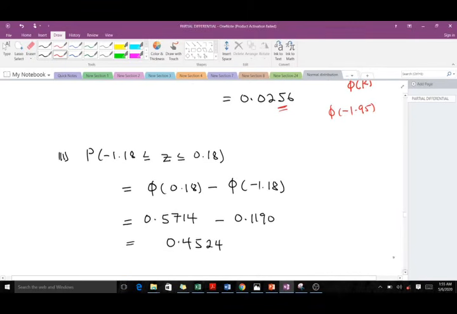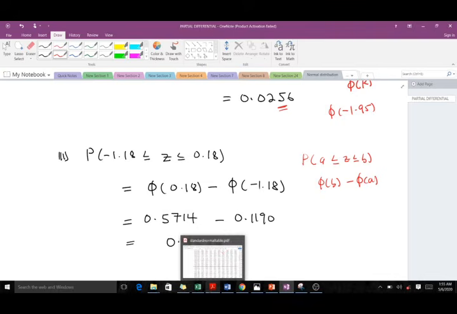Then this is also this reading. So this one, remember we said that the probability of A being less than or equal to Z, less than or equal to B, is just phi of B minus phi of A. Right, so as you can see here, and when you read this from the table, you get this. So I know you can do that.